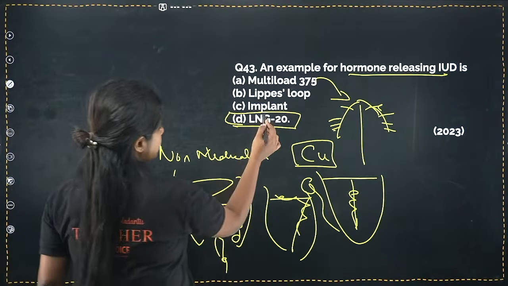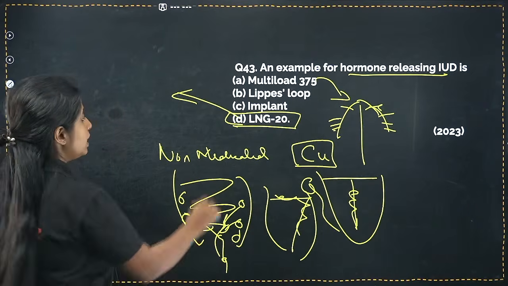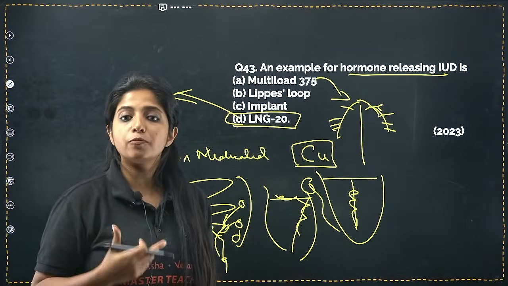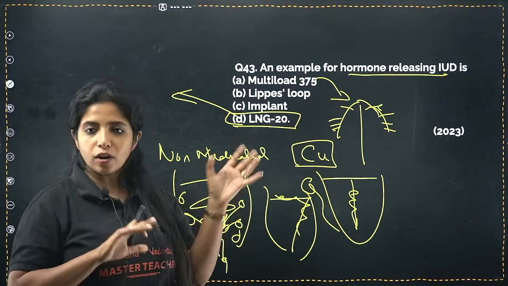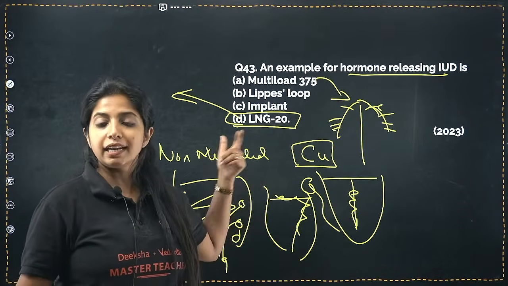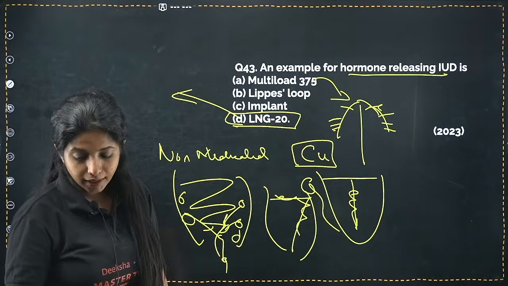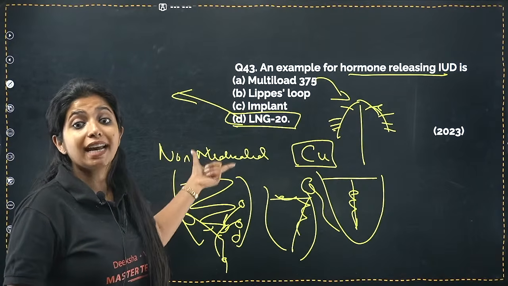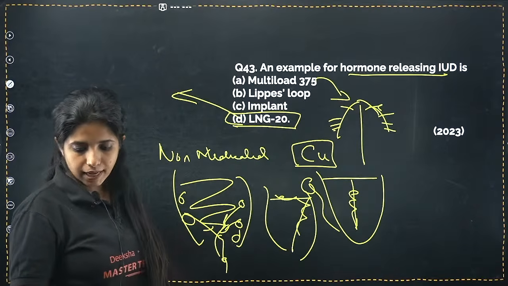Now the last thing that we have over here is LNG20, that is an example of a hormone releasing IUD. LNG stands for levonorgestrel. Okay, it's a synthetic form of progesterone. So progestasert and LNG20, all of them come under what? Hormone releasing IUD. Got it? Okay. No hormones are produced by Lippes loop. As I said, it comes under non-medicated IUD. It is not releasing anything out there.